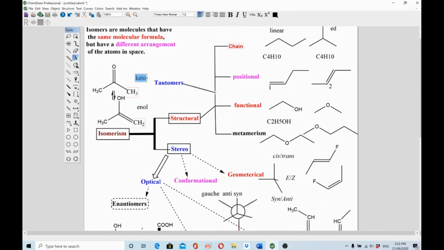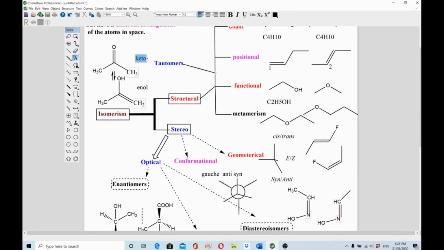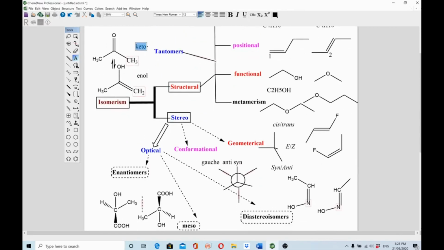Let's go further deep into the other type of isomerism, stereoisomerism. Stereoisomerism is further divided into 3 classes or types: optical stereoisomerism, conformational stereoisomerism, and geometrical stereoisomerism. Geometrical stereoisomerism exists in double bond alkenes like cis and trans, where 2 groups across the double bond have the same or different arrangement. If they are opposite to each other, we call them trans. For example, see this methyl and this fluorine are opposite to one another, that is trans or E.